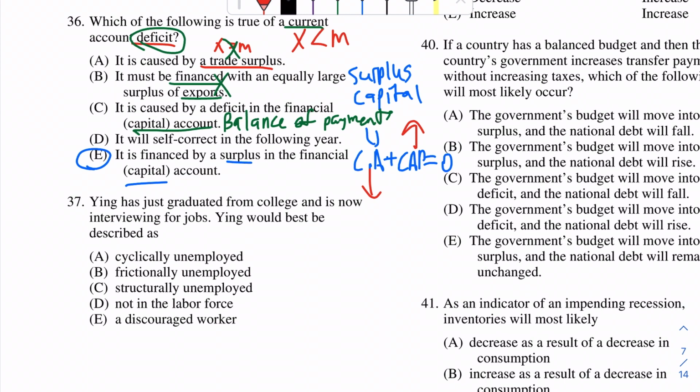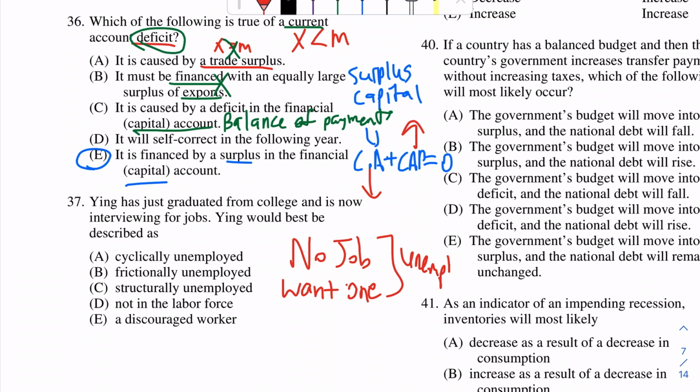37. Ying has just graduated from college and is now interviewing for jobs. Ying would be best described as... okay, does he have a job? No job. Does he want one? Yes. So he is currently unemployed.